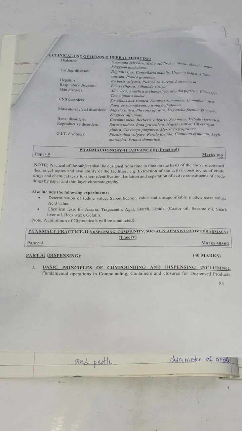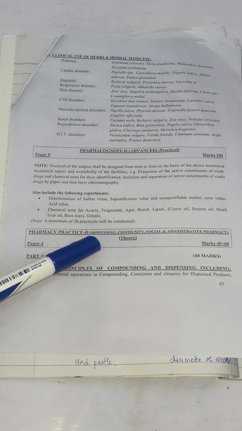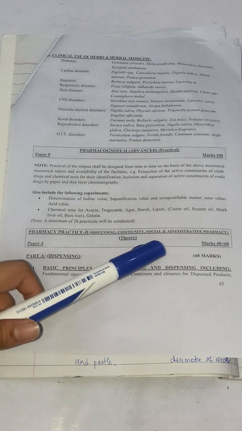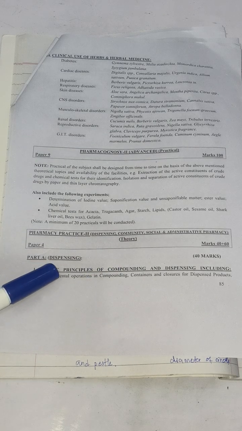So as you know, we have started the third proof of Form D, and we have started the lectures of it, and we have started every subject of it. So today I am going to start Pharmacy Practice 2, which is about the dispensing, community, social and administrative pharmacy, and part 1 is about the dispensing.